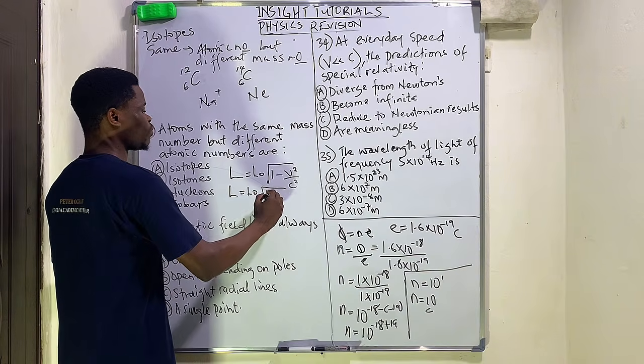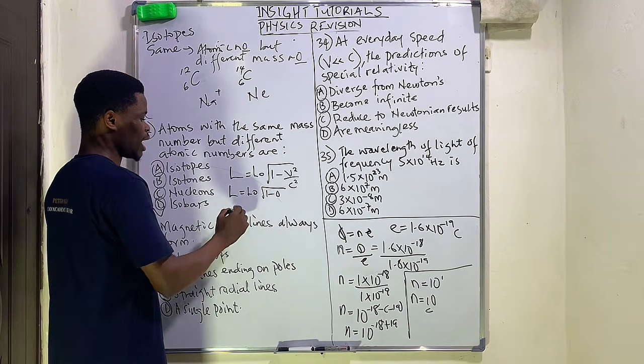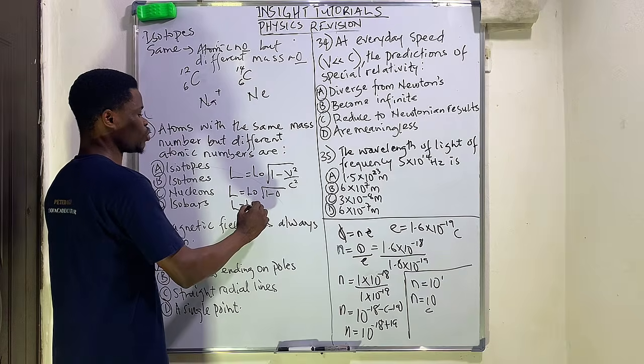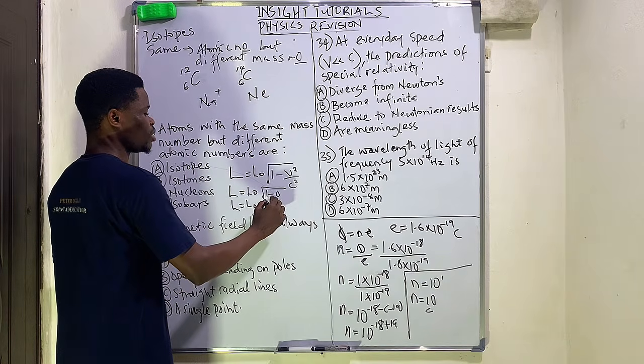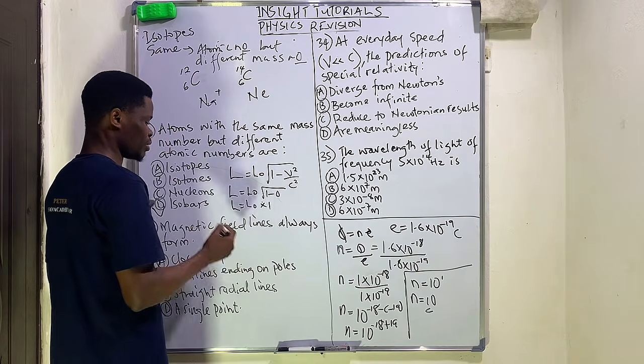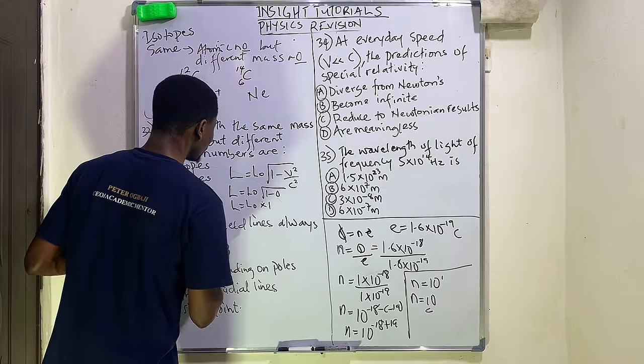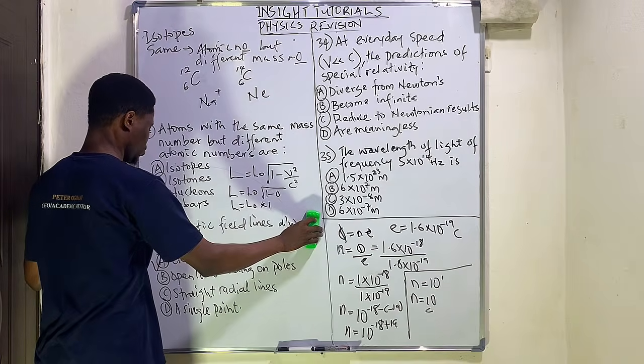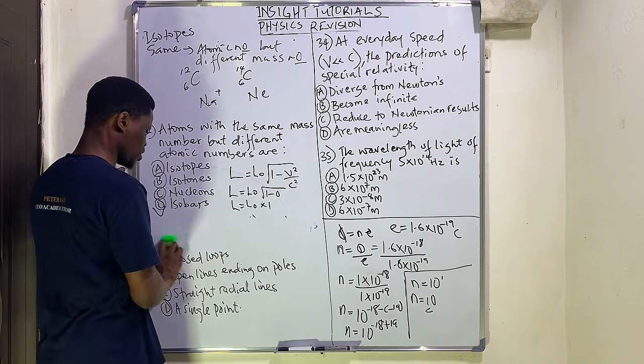Then we'll have the square root of 1 minus, let's say, 0. And then the contracted length is going to be equal to the proper length times the square root of 1, which is still 1. Let me make space here.